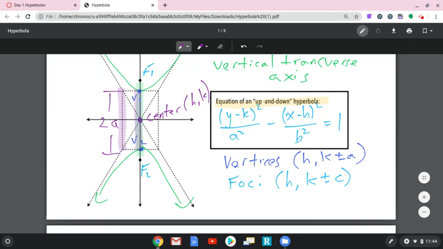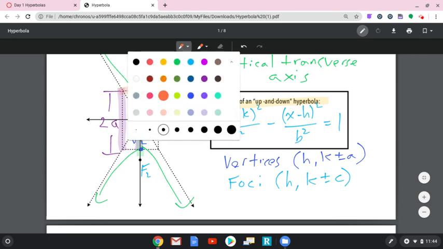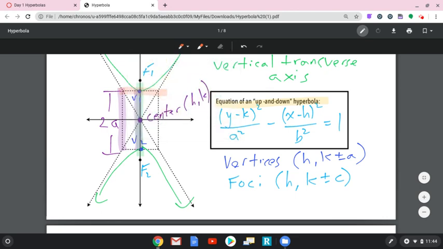Now, if I look at the other one, we did an orange. 2B will always be perpendicular, or the opposite. So that's our 2B. From here to here is 2B. 2A will always go in the direction of your transverse axis. 2B will go perpendicular to it, in that direction.